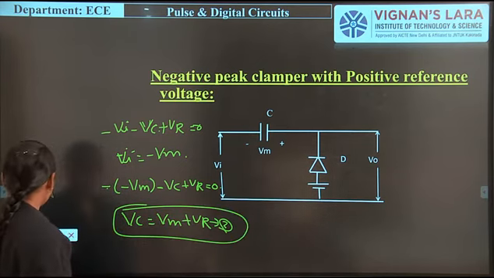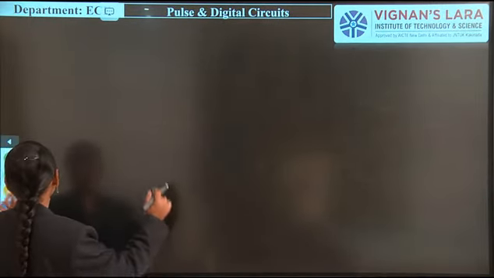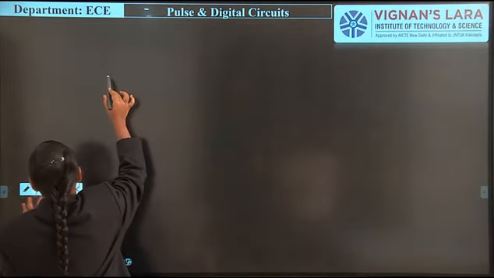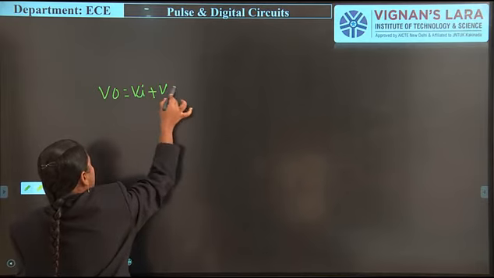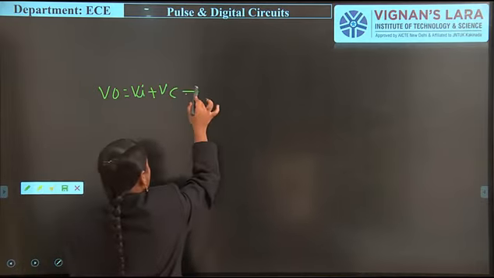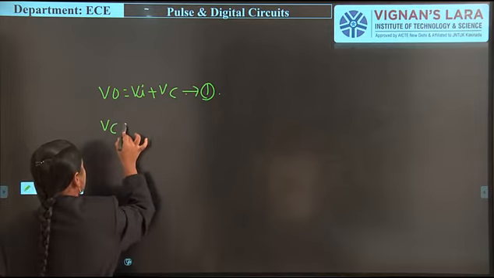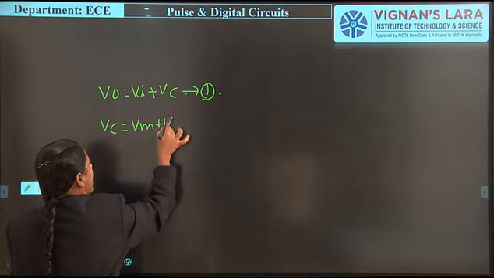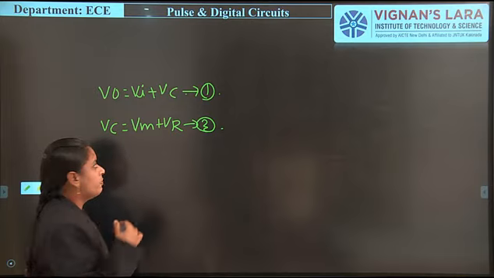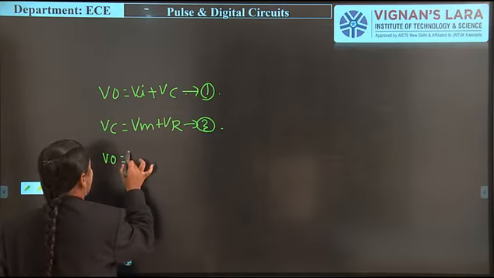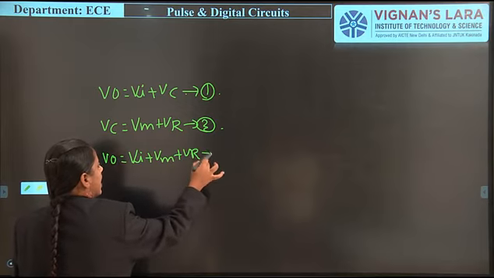So then we have to check the conditions. V naught is equal to, equation number 1, V naught becomes Vi plus Vc. What is the value of Vc? Vc is equal to Vm plus Vr, equation number 2. Substitute equation number 2 in equation number 1. So V naught is equal to Vi plus Vm plus Vr. So this is the final equation.